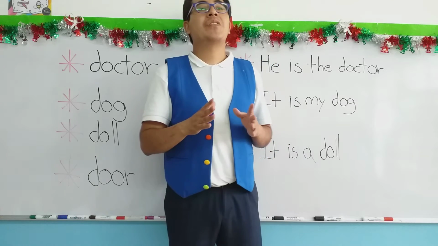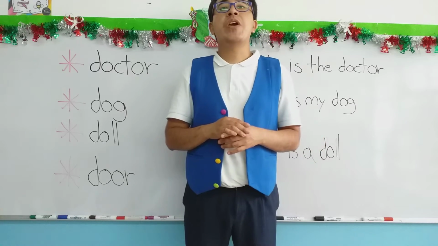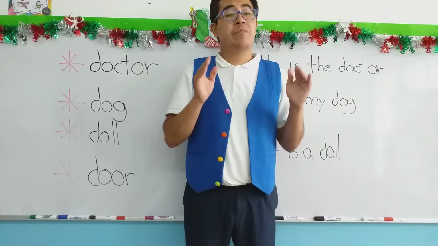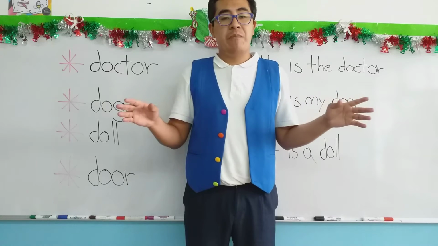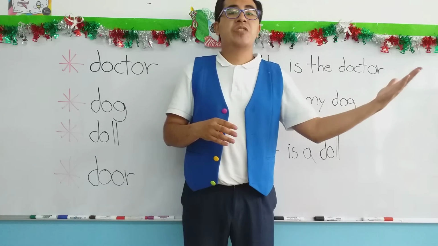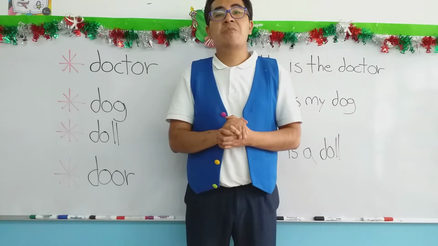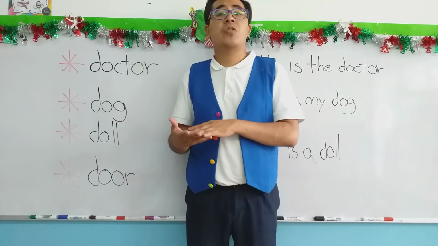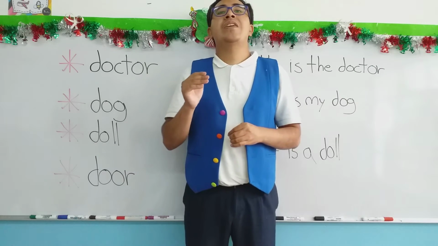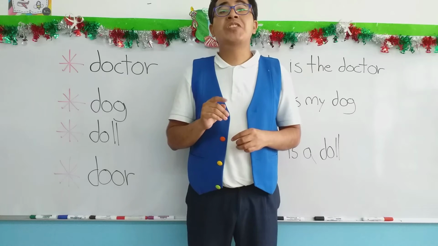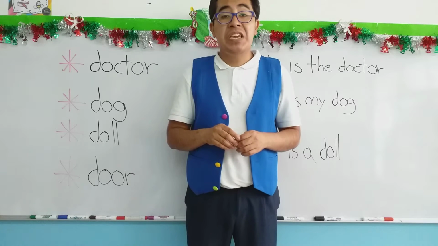For today, my children, we're going to continue with the vocabulary that is part of pre-primary. Remember, we already started yesterday with vocabulary. Today, we're going to continue it, and today it's about words with the letter D.